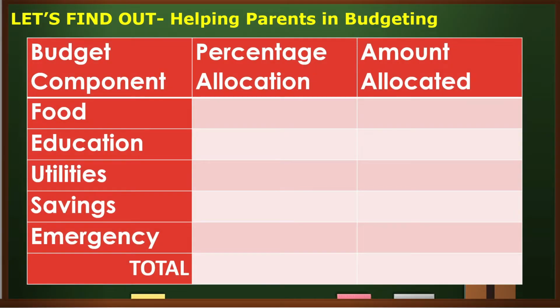So we have here a table. First column is for budget component, namely food, education, utilities, savings, and emergency. For the second column, you will give the percentage allocation per budget component, and based on your percentage allocation, get the amount allocated based on the monthly income.